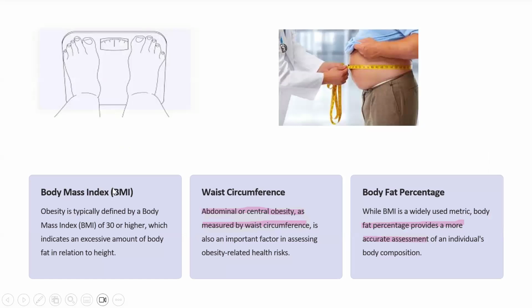Although the BMI is typically used to assess the amount of body fat in relation to the height, the waist circumference tends to give us abdominal or central obesity. But the exact measurement of an individual's body composition is given by the body fat percentage.